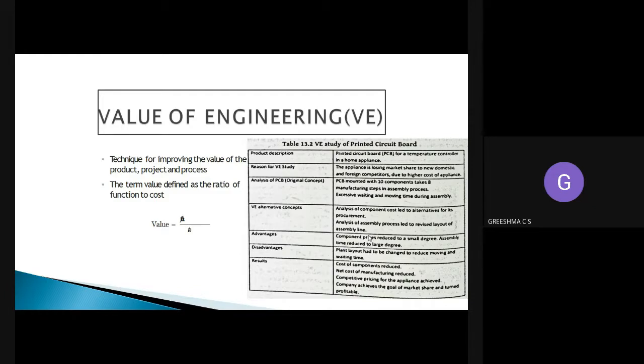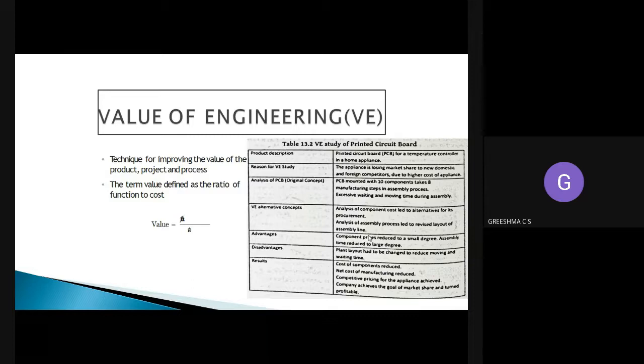That number of steps is again making a longer time, or you can say it is again making a waiting time. So you have to change the whole plant layout. You didn't change the whole plant layout, but you changed some portions, like you have altered some steps, and then you have reduced the cost and you have reduced the assembly process. But the whole plant layout didn't change. So that is one disadvantage here.